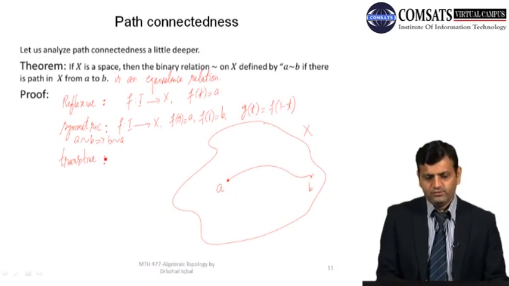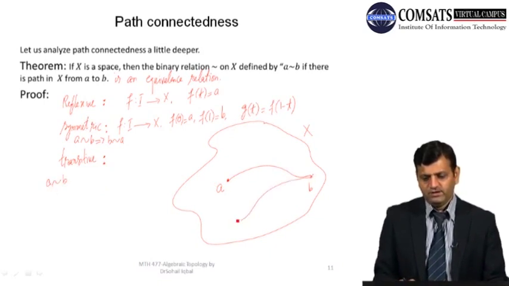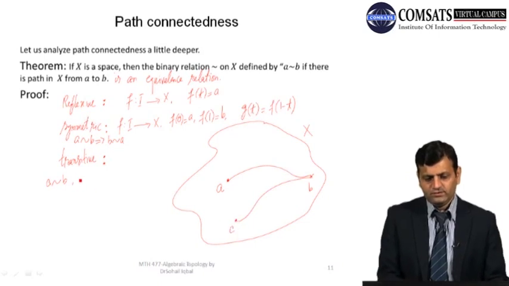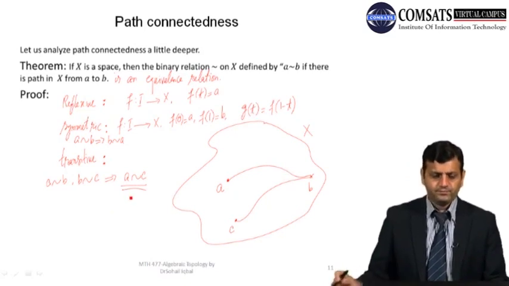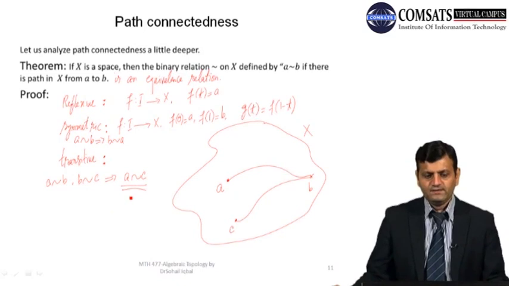Similarly, we can prove the transitivity. If A is related to B, in other words there is a path from A to B, and B is related to C, so there is a path from B to C, then we have to show that there is a path from A to C. I'm going to leave this as an exercise for you. So we can say that path connectedness is an equivalence relation on space X.